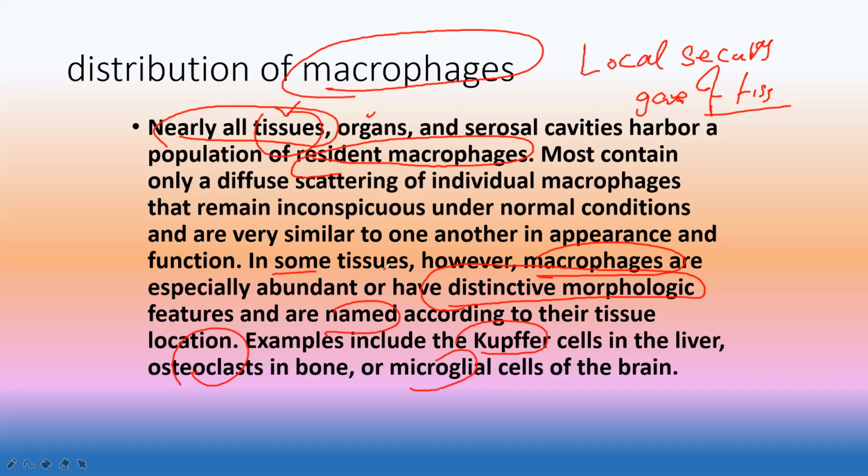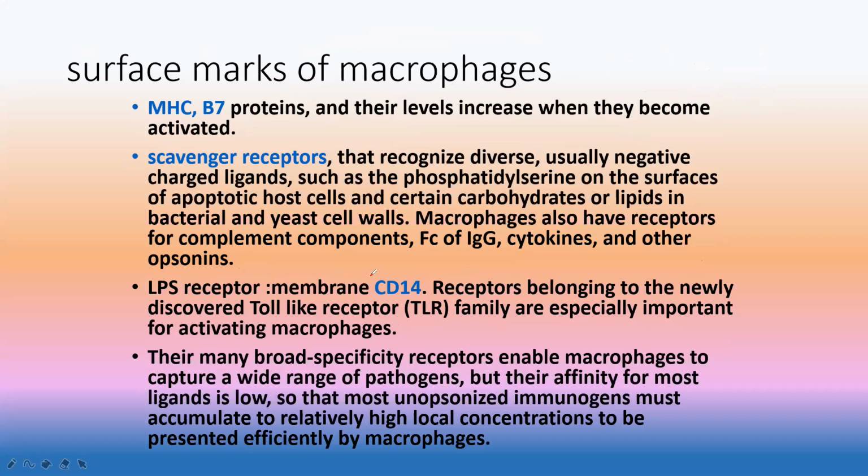Osteoclasts are macrophages. Microglial cells are macrophages. Kupffer cells are macrophages. Alveolar macrophages, and histiocytes, these are all macrophages. Understand? So this is the macrophage distribution all over the body. Macrophages again present MHC and B7, and these two things they use as antigen presenting cells.